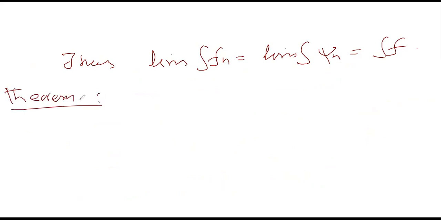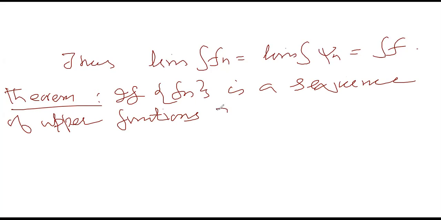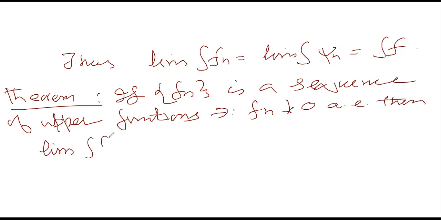Which states that if fn is a sequence of upper functions such that fn decreases to 0 almost everywhere, and the limit of the integral is 0, then the limit of the integral of fn is equal to 0. Proof.